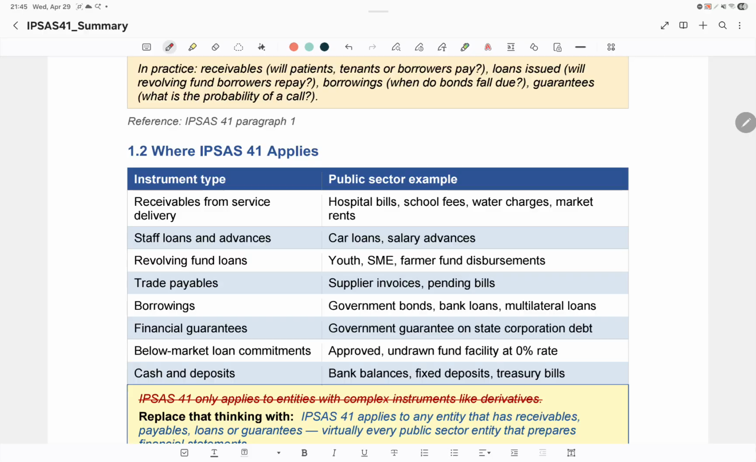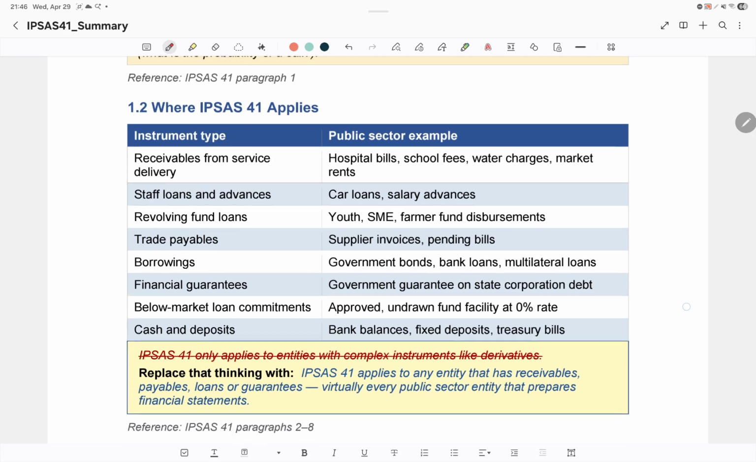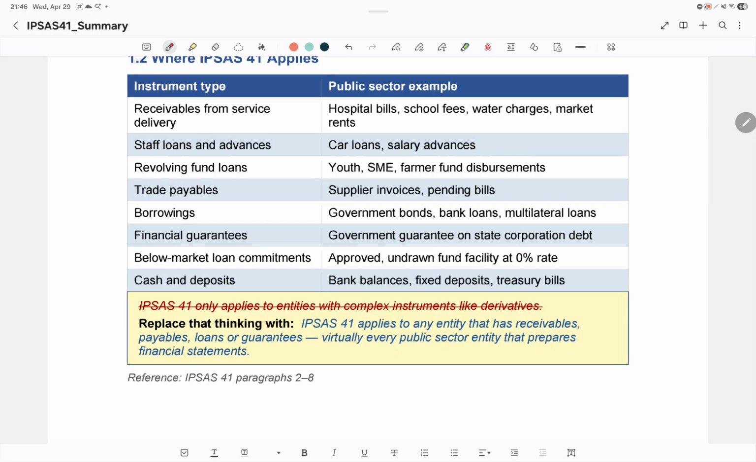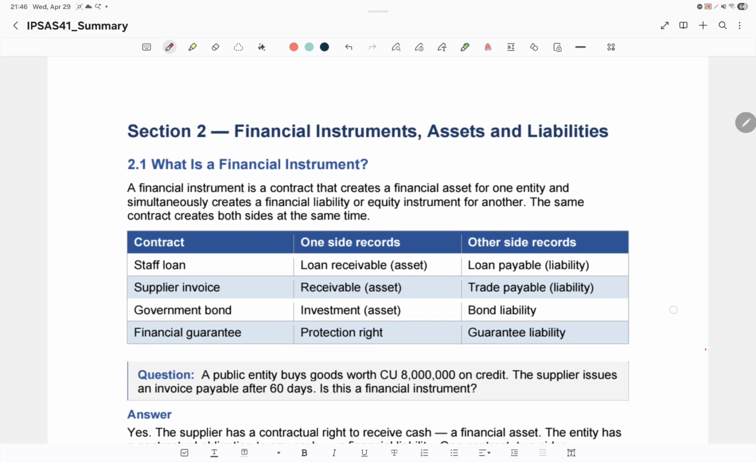So where IPSAS applies in the public sector, there are receivables, staff loans, revolving funds, all those I have mentioned, borrowing, financial guarantees, below market loans. So that is where it applies. But someone might say financial instruments only apply to complex instruments like derivatives. The answer is no. IPSAS 41 applies to any entity that has receivables, payables, loans, or guarantees. Virtually every public sector entity that prepares financial statements.